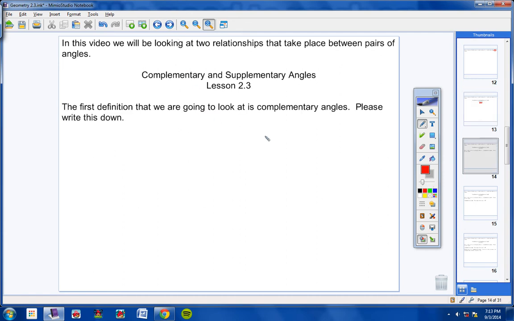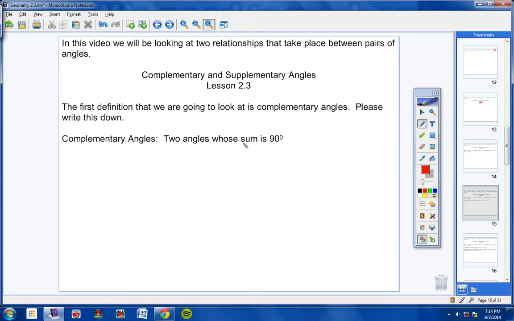Now, the first definition that we are going to look at is complementary angles. Please write this definition down. You are responsible for this definition, so please copy this in your notes, learn it. It is an easy definition, and you need to know it for your Chapter 2 test and any quizzes we have coming up. And this is actually old school math. Most schools teach this in elementary and middle school, so you should have heard of this somewhere already.